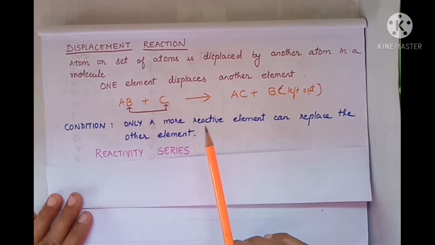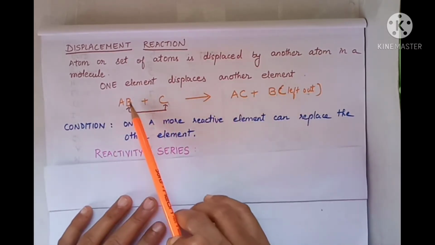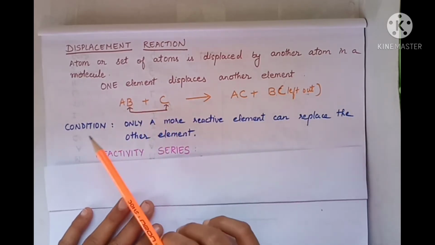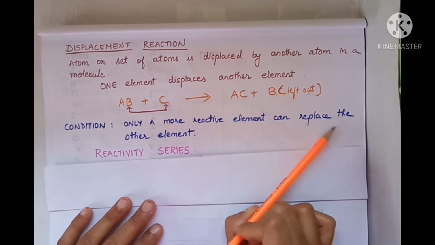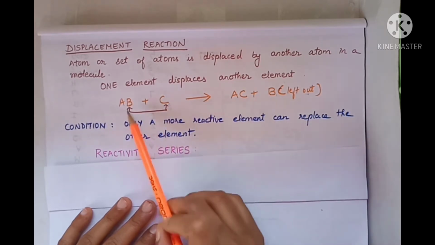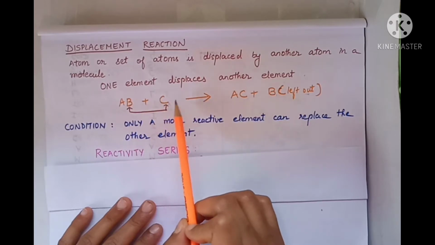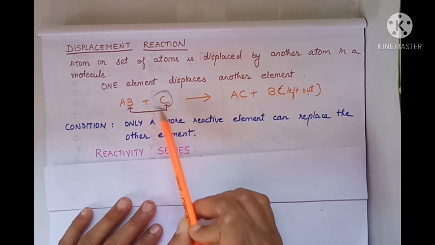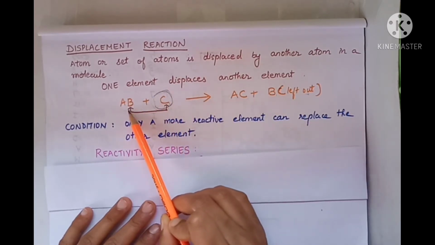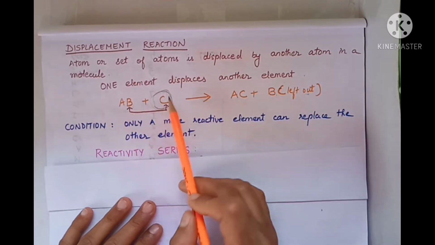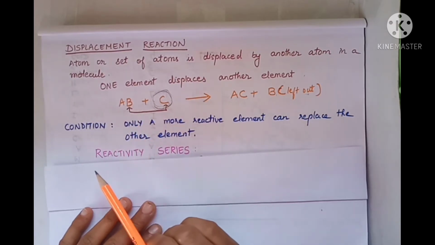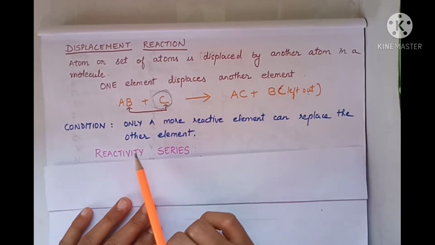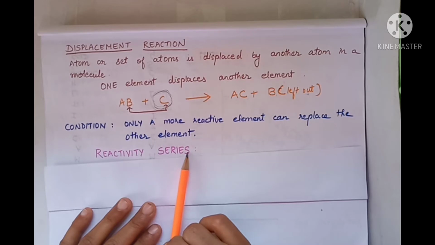So one thing only you have to remember, that there is change of place, and the condition which has to be fulfilled is only a more reactive element can replace the other element. Here two elements are there, so we can consider C is more reactive here to displace B. Okay, so someone who is more powerful can change someone else's place. So for this we have to remember the reactivity series for metals.